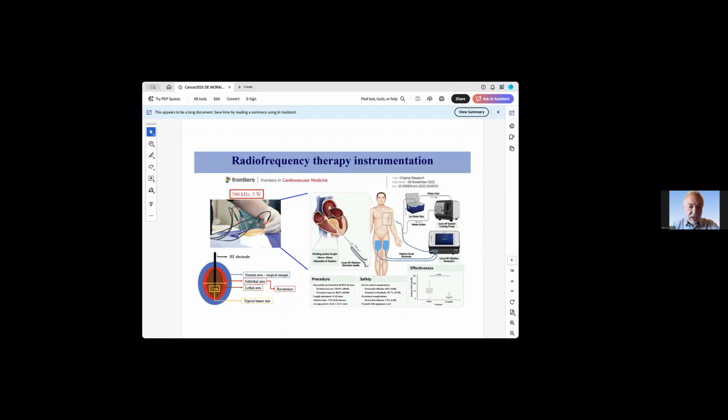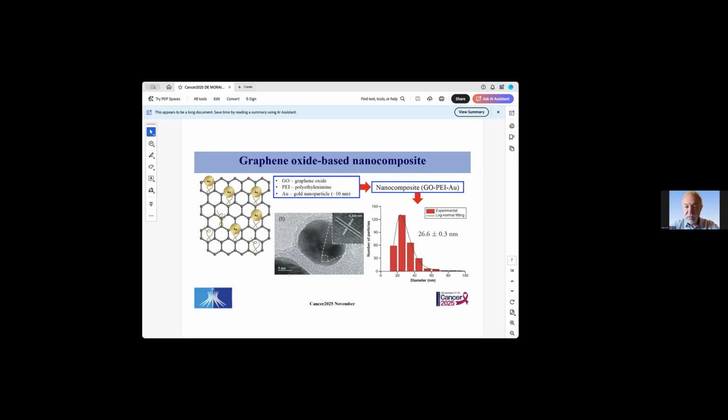And here is the radiofrequency electrode. Then you can find different areas: the normal area around the spot, the sublethal area, and the lethal area. This is typically, for instance in oncology, the typical tumor size, which is around 3 centimeters, to apply this radiofrequency therapy. And then let me show you the nanocomposite we want to combine with the radiofrequency therapy.